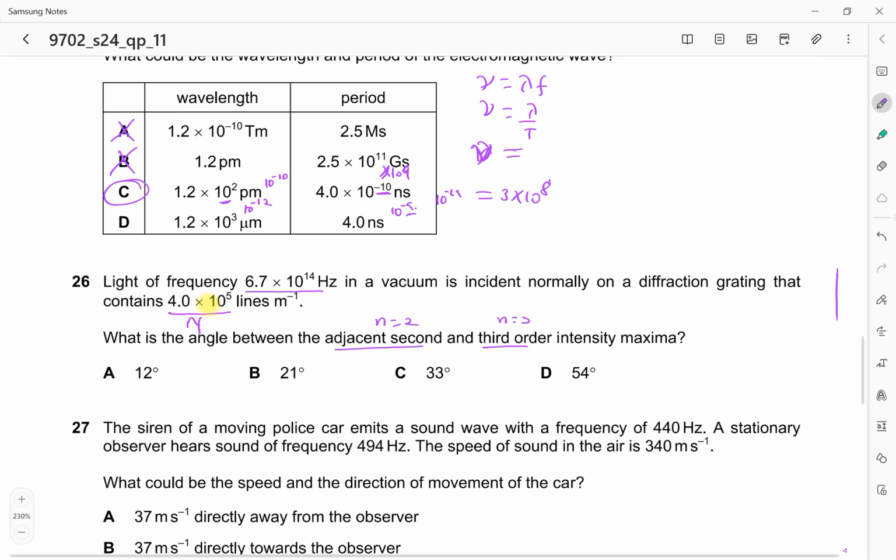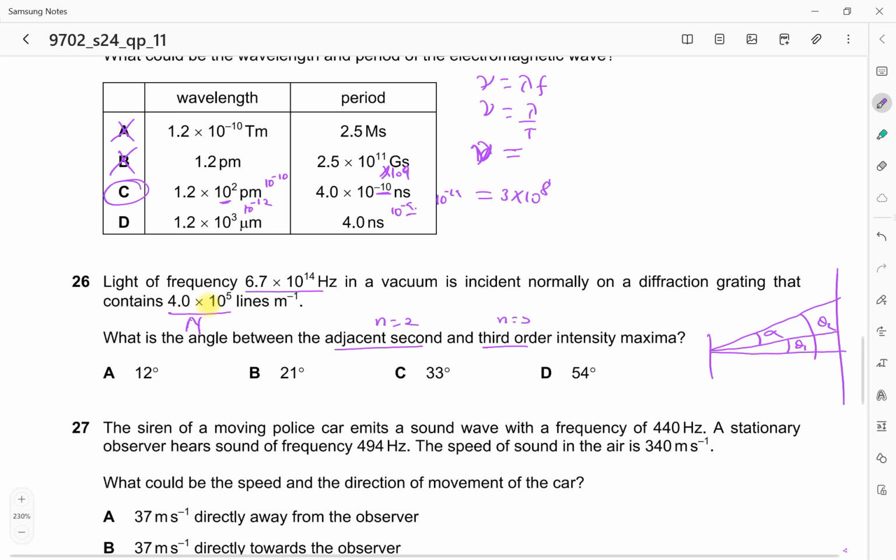So I can sketch this. This is the screen. This is the central order maxima. Let's say this is the diffraction grating. So let's say this is n equals 2 and n equals 3, and we want this angle here. I'll call this angle alpha. So I'll first find this one as theta 1, then I'll find this one as theta 2. Then the difference is going to be alpha.